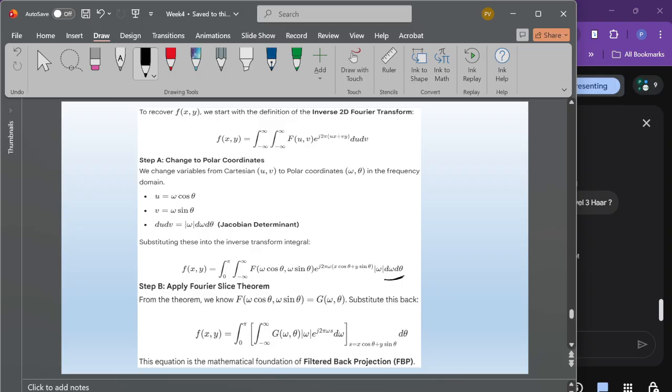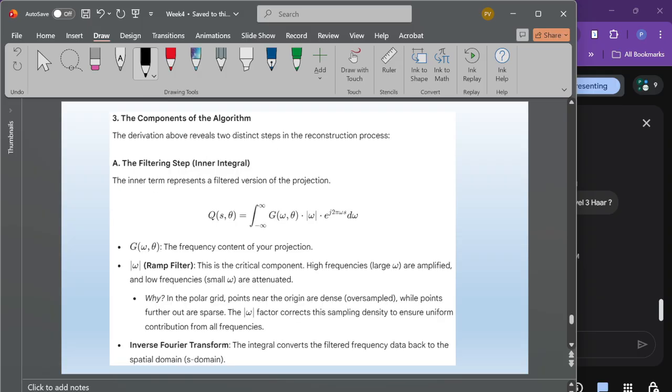Okay, now next, these are the components of the algorithm. The first one is the filtering step, which is also called the inner integral. Each term represents some values in the filtered version. Here G of omega, theta is the frequency content of the projection, and mod of omega is the ramp filter. This is a critical component: high frequencies, that is large omega, are amplified and low omega will be attenuated.